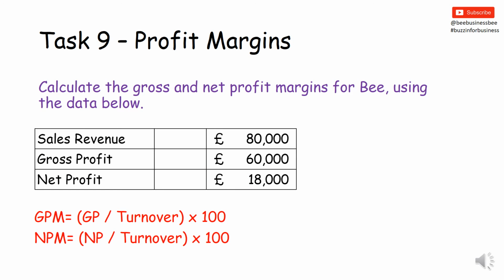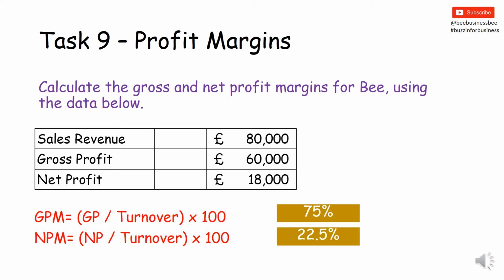Okay, question 9. So we're now moving into profit margins. Calculate the gross and net profit margins for B using the data that's been provided below. You've got the gross and the net profit margin formulas below, and you've got the data in the table. Calculate those margins. I'm hoping that you've managed to calculate 75% as the gross profit margin and 22.5% as the net profit margin. So what does that tell us?